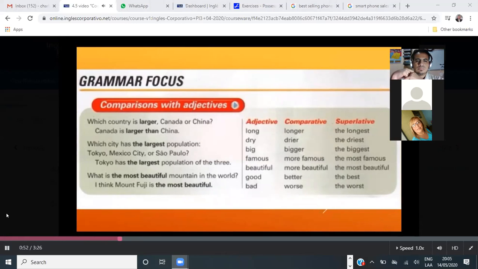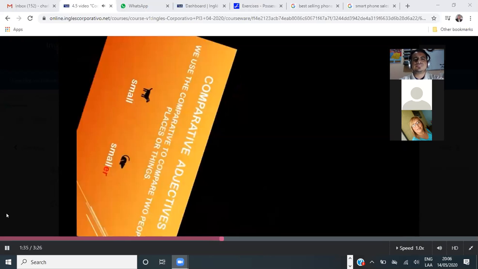Adjective, comparative, superlative. Long, longer, the longest. Dry, drier, the driest. Big, bigger, the biggest. Famous, more famous, the most famous. Beautiful, more beautiful, the most beautiful. Good, better, the best. Bad, worse, the worst. Let's review comparative adjectives.